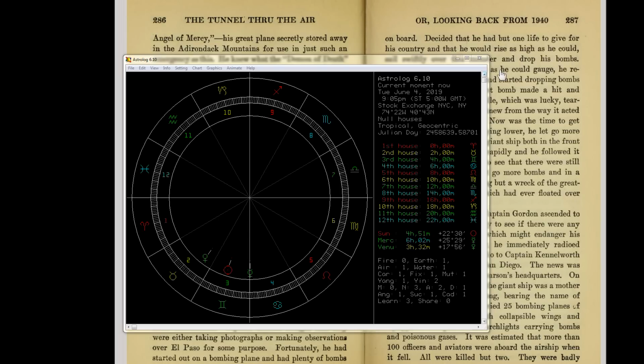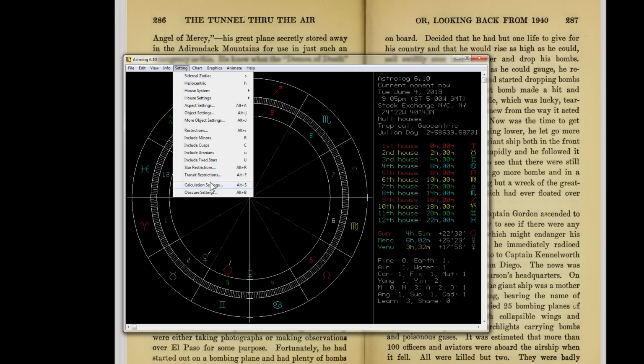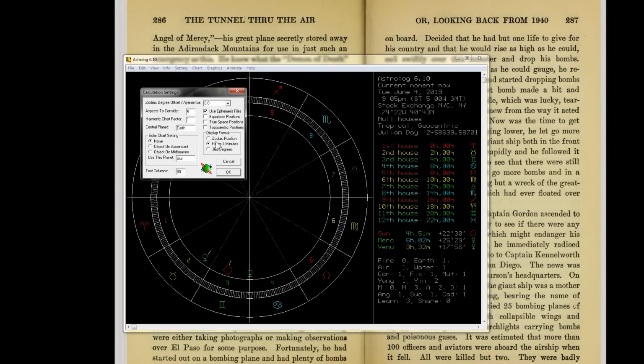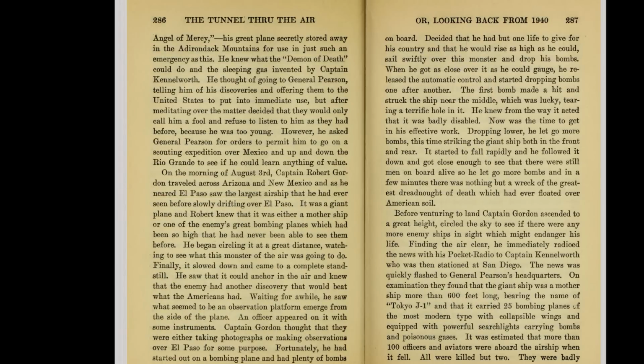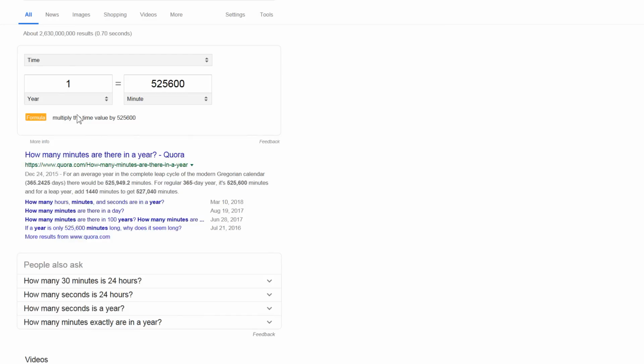All right, so one last thing I want to show you. We're looking at all these hours and minutes and degrees and minutes of arc and all that kind of stuff. I'm going to go ahead and set this back like I like it. There we go. The number of minutes in a year is 525,600. And you might ask yourself, why is that important?